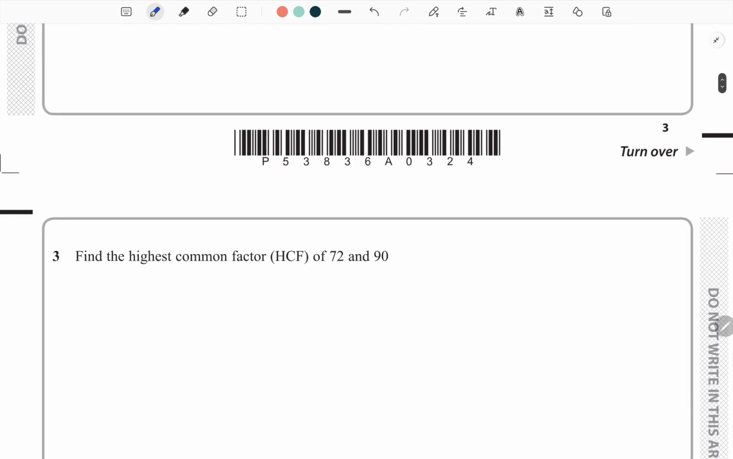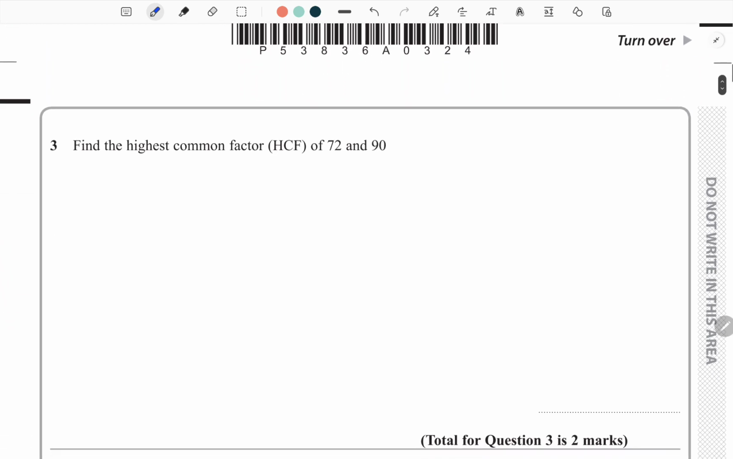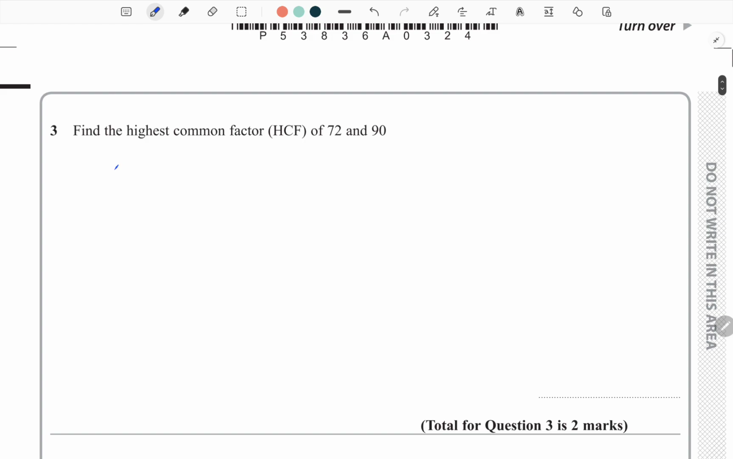Right. Question number 3, highest common factor. Here's where we do a prime factor tree.